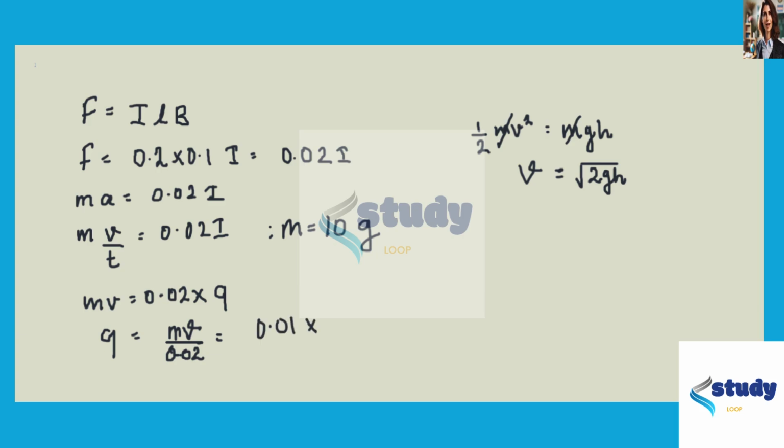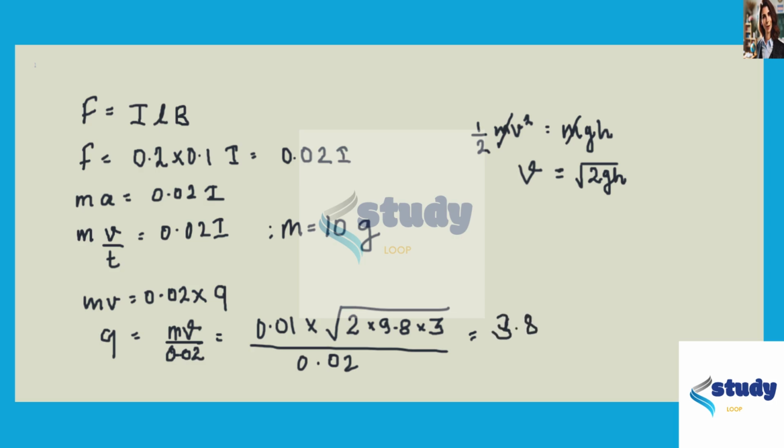And what is the velocity? Root under 2 times g, which is 9.8, times the height that it jumps up to, that is 3 meters, upon 0.02. So this will give me 3.83 coulomb, and hence we found out the impulse that was given to the wire. This is the solution for this question.